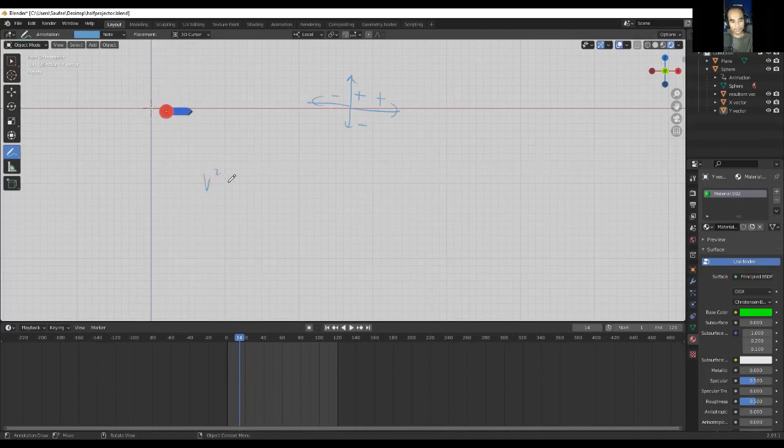V squared equals U squared plus 2AS for the X component and Y component. S equals ut plus 1/2 at squared for the X component and for the Y component. Both can be used. So this is for half projectile motion. The big difference in this kind of question is that it only has Vx. Vy is only 0. Only Vx has a number.